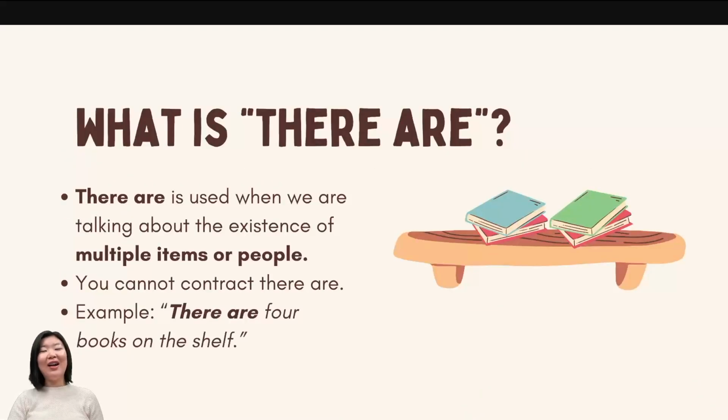There are is used when we are talking about the existence of multiple items or people. So you cannot contract there are. You can only say there are. Remember, you can only say it in a short form for there is, but not there are. Let's take a look at the example. The example says there are 4 books on the shelf. It shows the existence of multiple items, right?